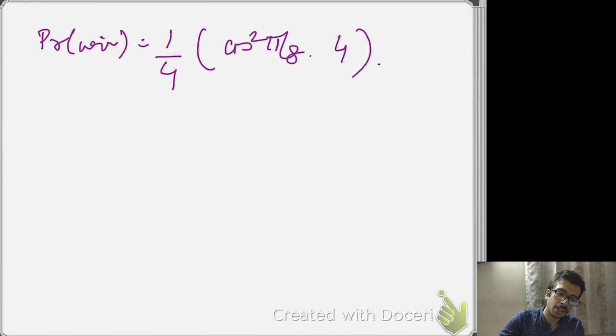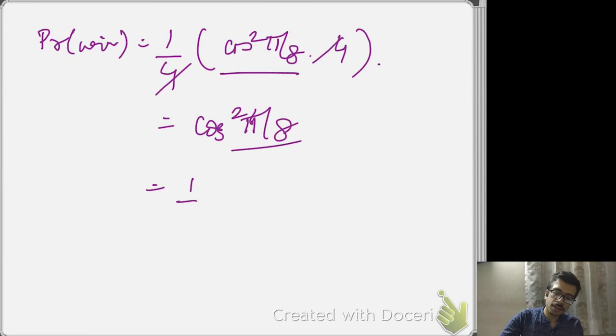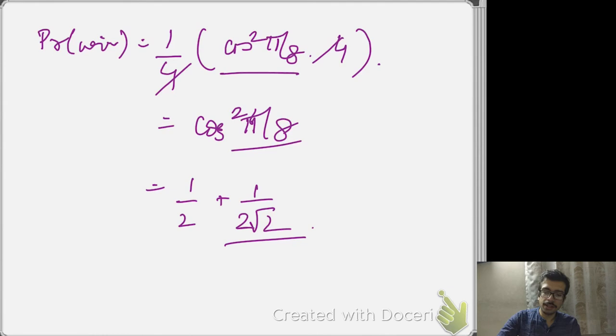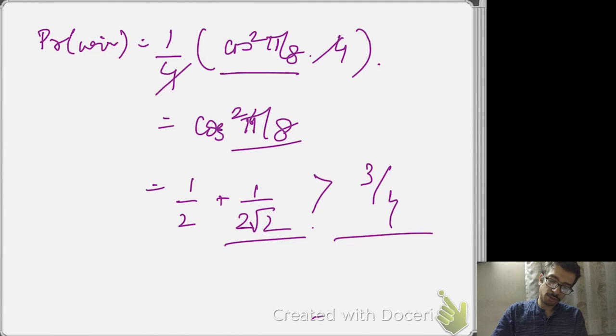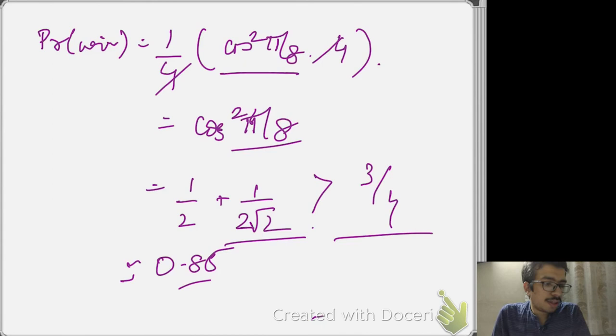So there will be a 1/4, you'll have to add all the cases, and all cases have the same value, which is cos square pi by 8 times 4. So this is the probability of winning, which is cos square pi by 8. And this happens to be something like half plus 1 over 2 root 2. Okay. So this is actually greater than 3/4. So here they win with a high probability. And actually, if you want to know, this value is something like 0.85. So this is the first analysis, which is more geometric.